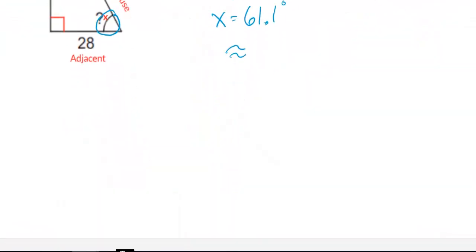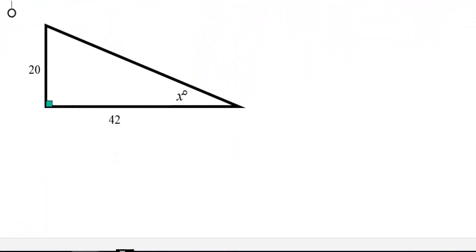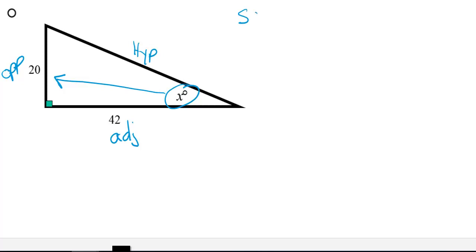Another example, right here, again, we're looking for x. This is my opposite. This is the adjacent, and here is the hypotenuse. So I have opposite and adjacent, referring to my mnemonic of SOHCAHTOA. Since I don't have a hypotenuse, I don't want to use that one, and I don't want to use that one. So I have to use the tangent of x.